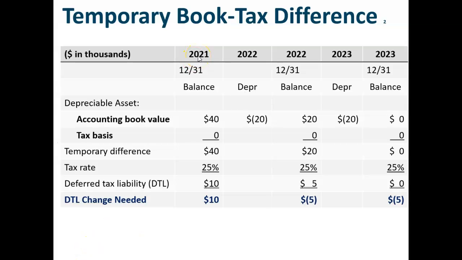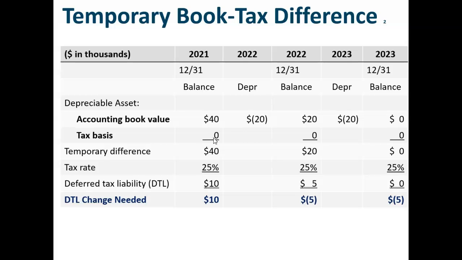At the end of 2021, the asset's book value as reported in the financial statements is $40,000. That is equal to the asset's original cost of $60,000 minus depreciation taken in 2021 of $20,000. However, for tax purposes, the asset was fully depreciated in 2021, so its tax basis at the end of 2021 is zero. This creates a book tax difference of $40,000.